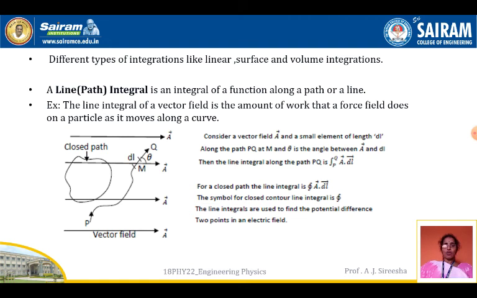The symbol for a closed contour line integral is the integral over a closed loop. Line integrals are used to find the potential difference between two points in an electric field. So this is the use of a line integral. Why do we want to do a line integral? In physics, we are going to get the potential difference between the two points in an electric field. So we use a line integral.